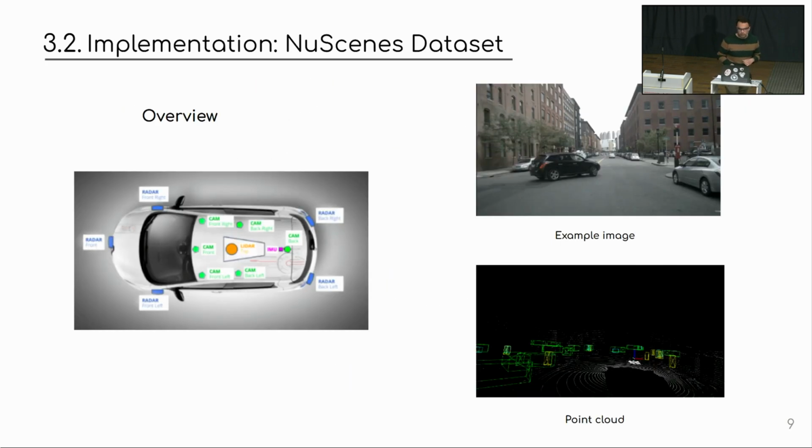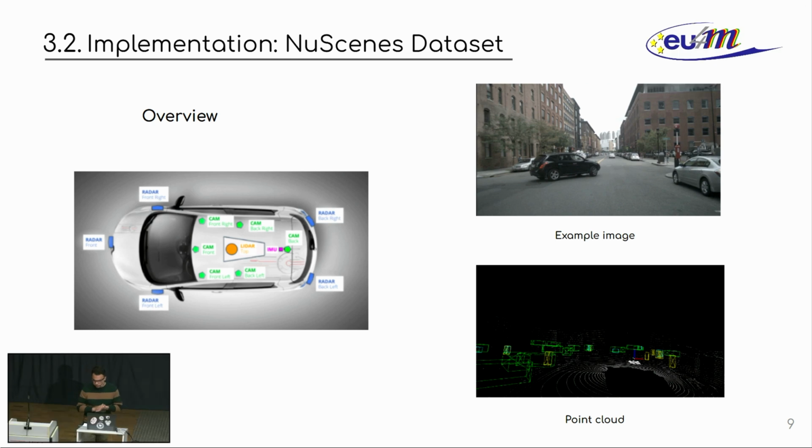The NuScenes dataset consists of a total set of about 1,000 input sequences and scenes, which makes many more images. As you can see on the screen, according to this input image, the output should give something like that: all the cars detected, also some pedestrians, bikes. Let's talk about the results we got.